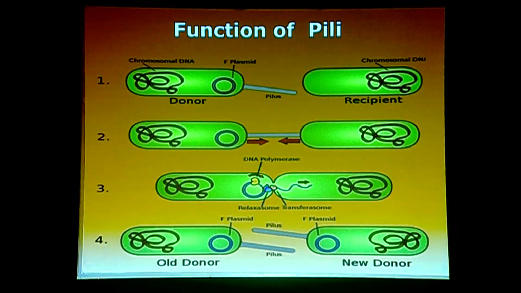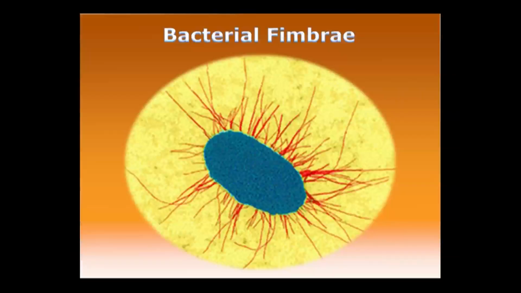Pili is made by the protein pilin and it is very shorter structure than that of the flagella and it does not bend or wave like flagella. Fimbriae. Fimbriae are having larger number than that of the pili and it surrounds all over the bacterial cell surface.